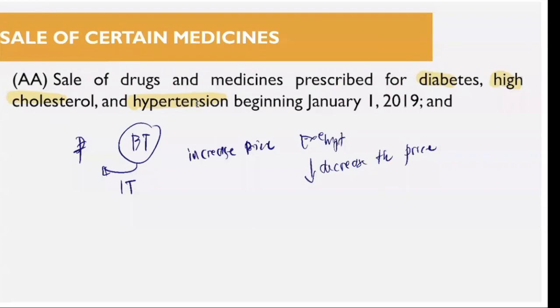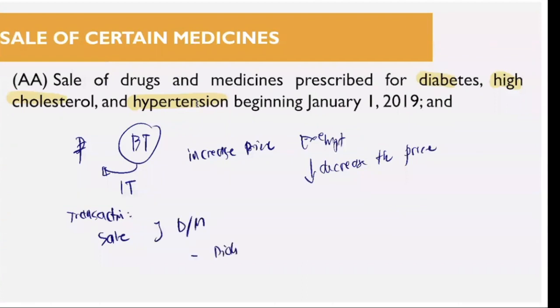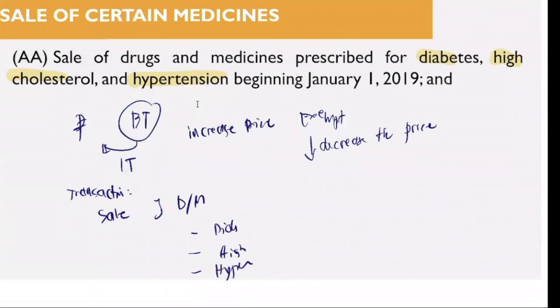But if you classify it as a medicine for diabetes, high cholesterol, or hypertension, it is considered exempt. So what is exempt? What transaction is exempt? The transaction is the sale. The sale of what? Drugs or medicines, particularly for diabetes, high cholesterol, and for hypertension. Okay? So we're done now with your different exempt transactions.